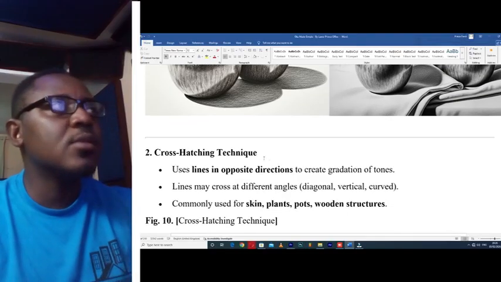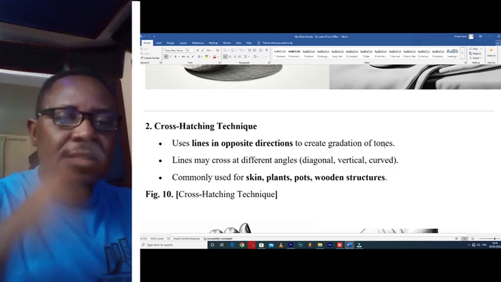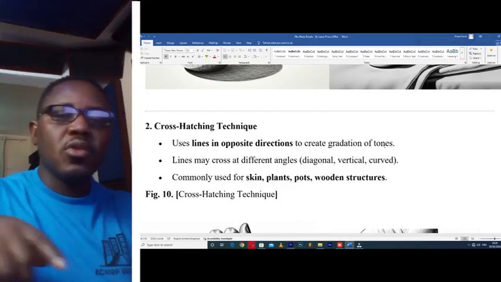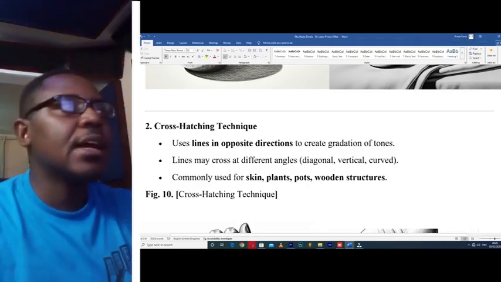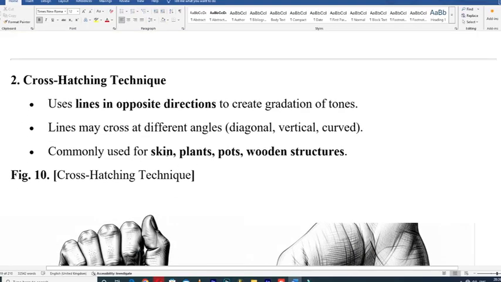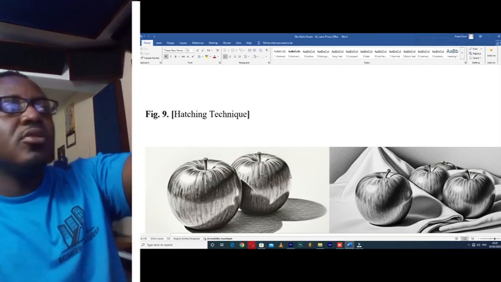Now let's go to the next one, which is cross arching. Cross arching uses lines in opposite directions to create gradation of tone. The line comes like this and then goes the opposite way. So if it's coming from top down, then now it's going to go from left down to the top. You'll see it in your practical class, don't worry. Lines may cross at different angles, diagonally, vertically, or curved. It is commonly used for skin, plants, pots, and wooden structures, so you can use it just like you use arching.